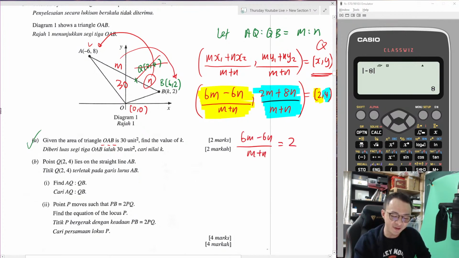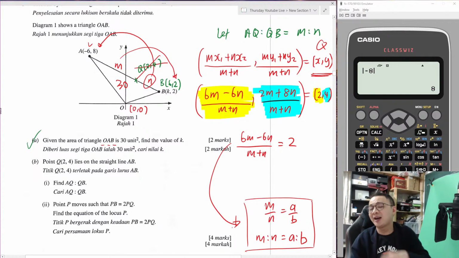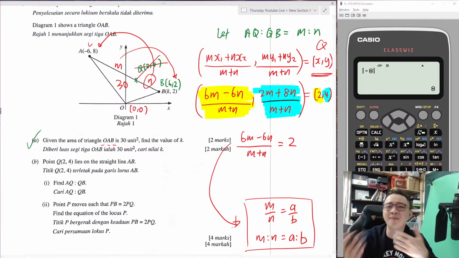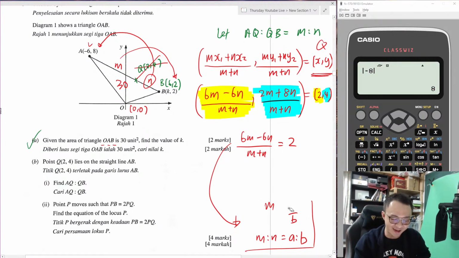My objective is to get something like m over n equals a over b. Then I can say m ratio n equals a ratio b. So this is my objective. I solve this equation until the end. I must be able to get a fraction for m over n equals a and b will be the number. Then I can get my ratio. Okay, if you didn't get the idea, never mind.